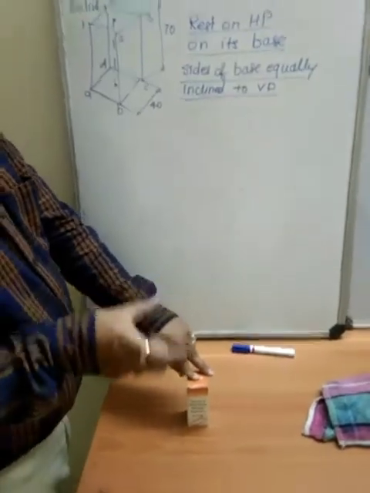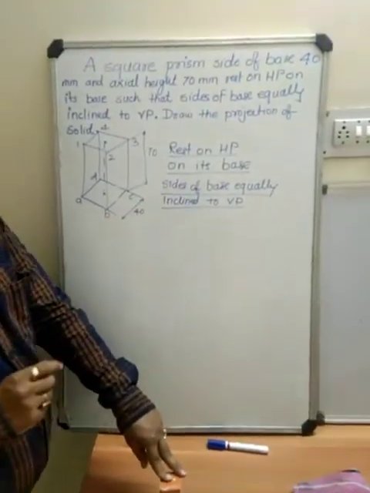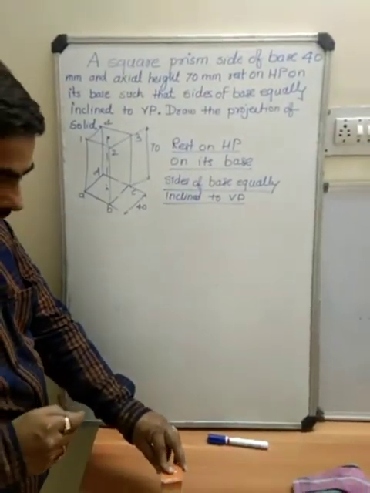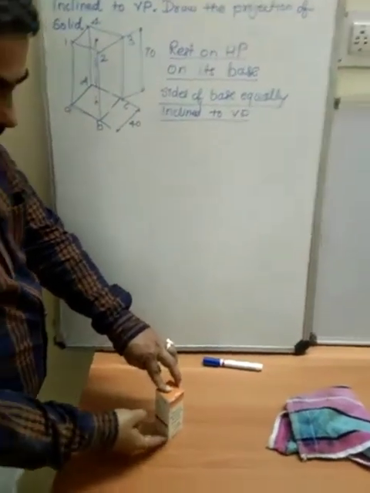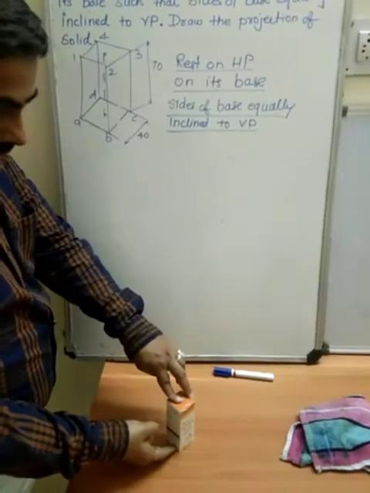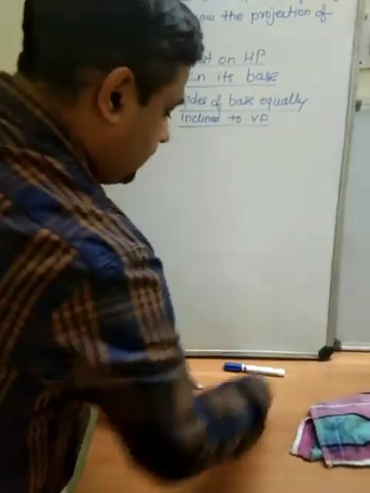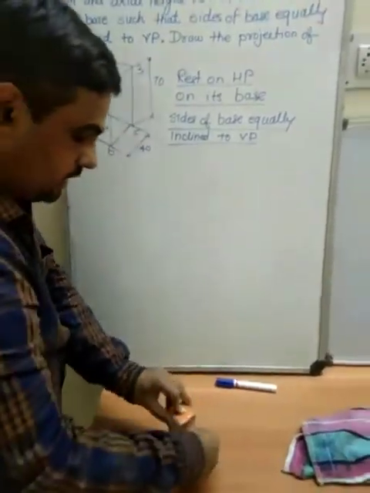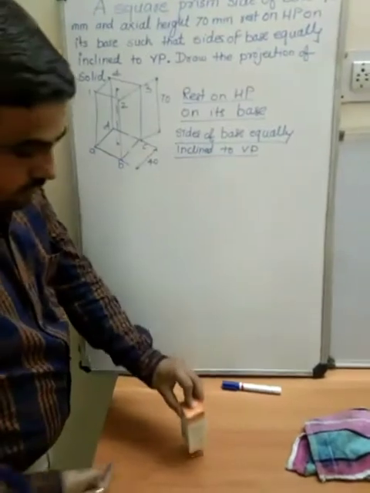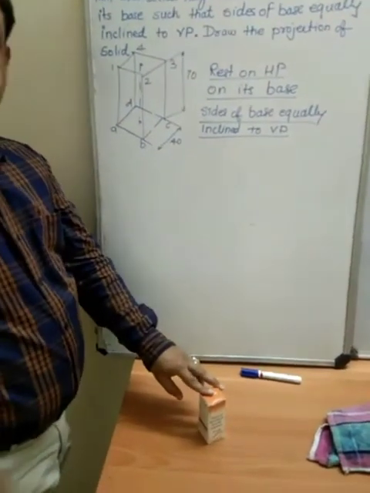Now you have to place this solid such that all the sides are equally inclined to VP. That means the condition is like that. In this case, this side is inclined 45 degrees to VP, this side is inclined 45 degrees to VP, this side is inclined 45 degrees to VP, and this side is also inclined 45 degrees to VP. Understand?